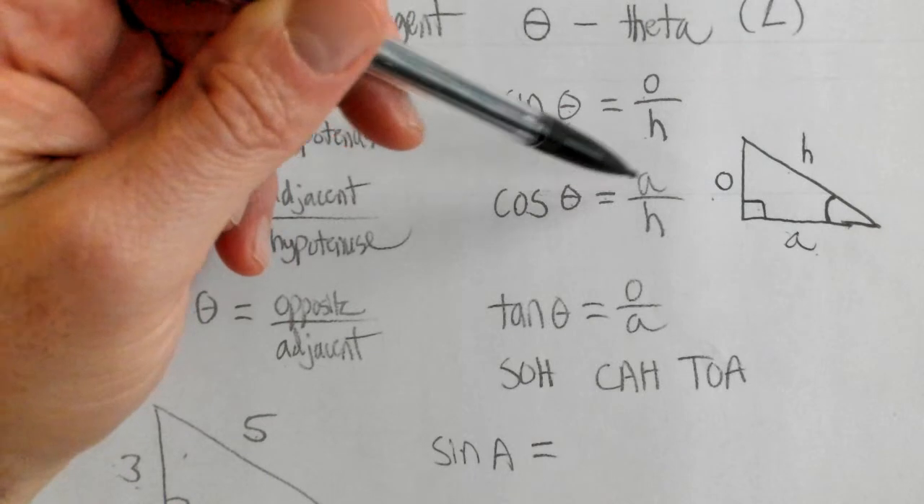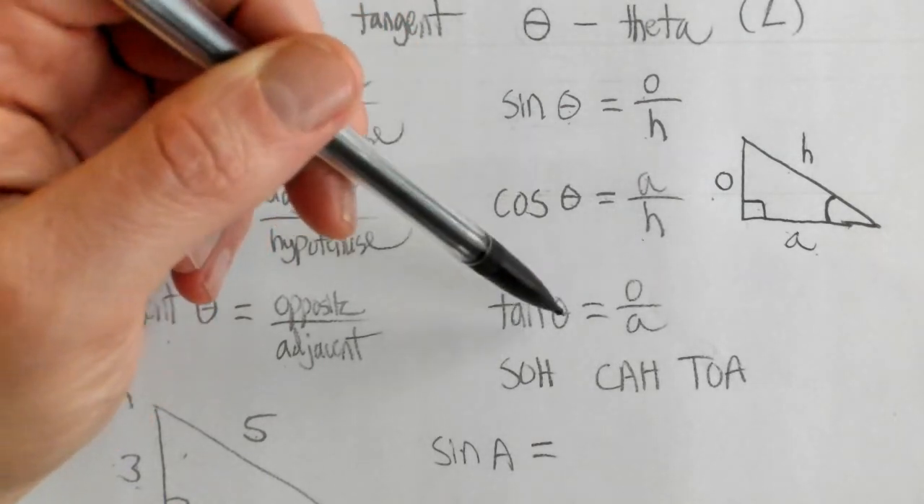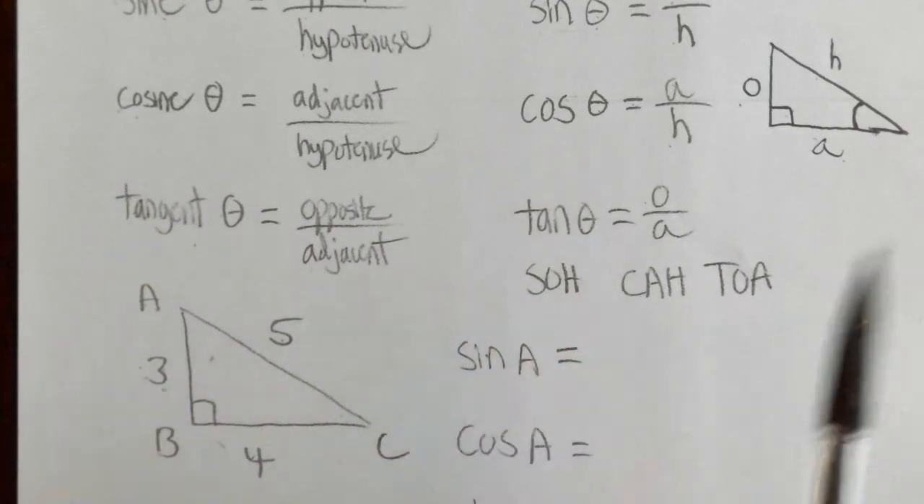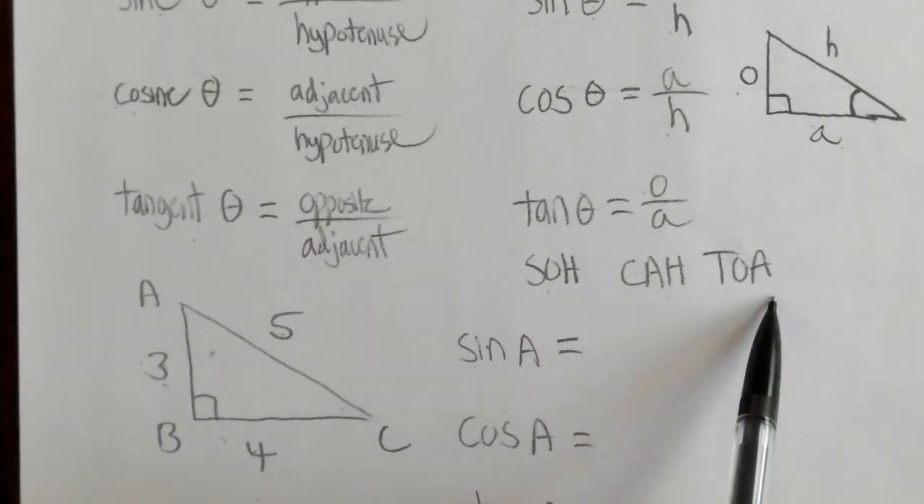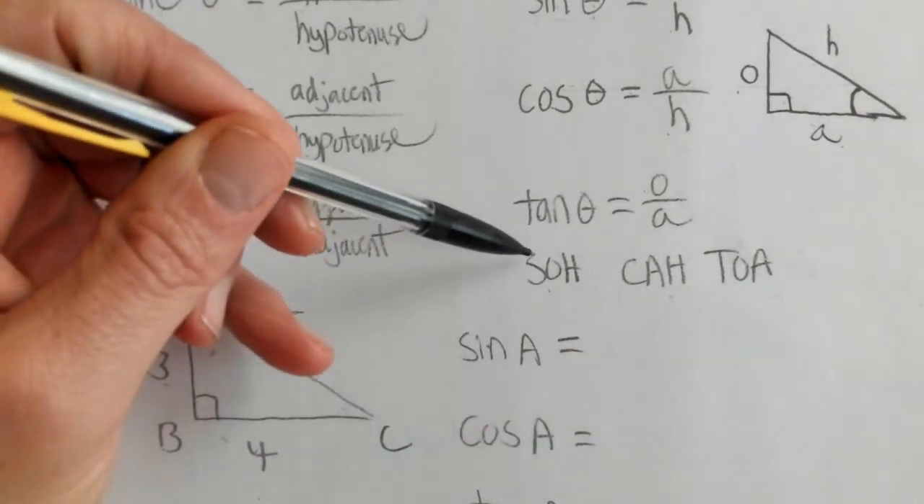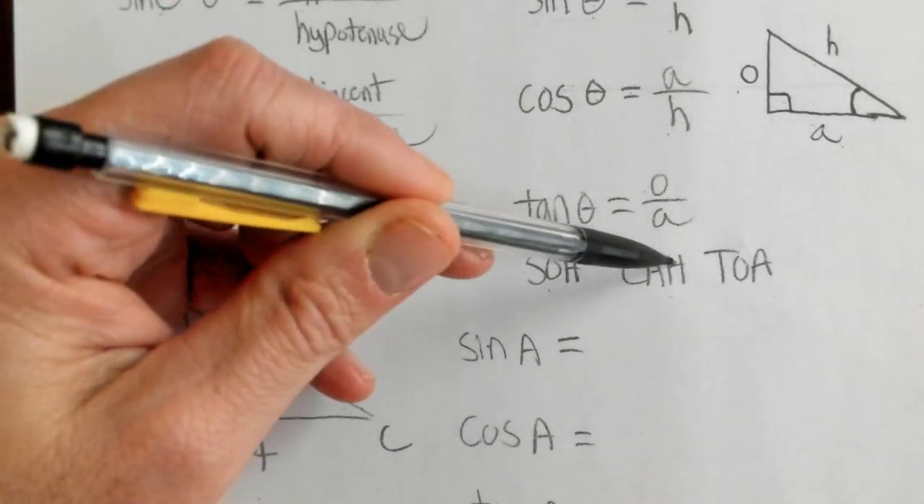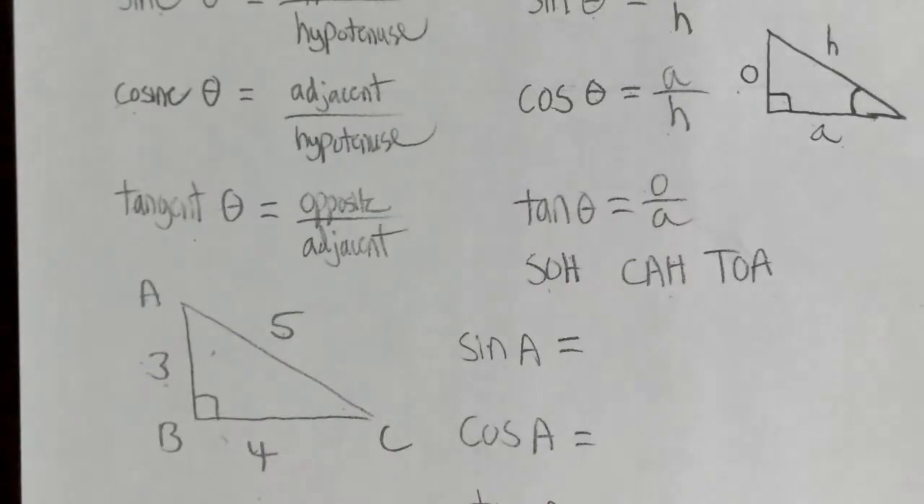Cosine of the angle is adjacent over hypotenuse, and tangent of the angle is opposite over adjacent. There's a mnemonic that helps you remember that called SOHCAHTOA. It just helps you to memorize the equation. Sine is opposite over hypotenuse. Cosine is adjacent over hypotenuse. Tangent is opposite over adjacent.